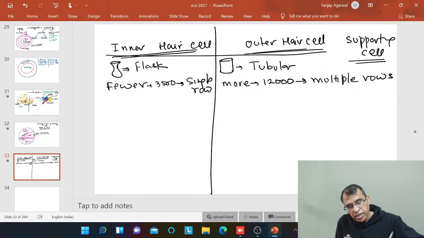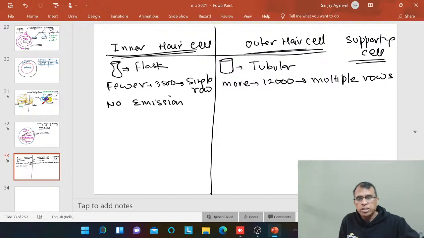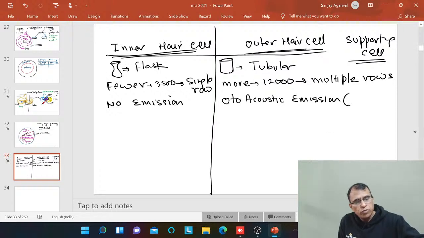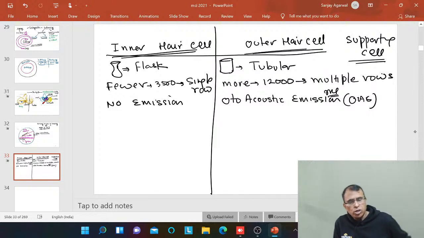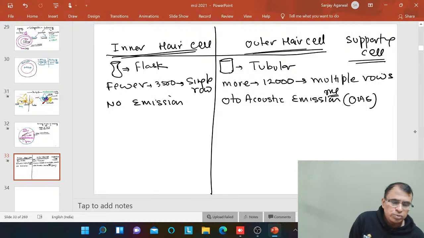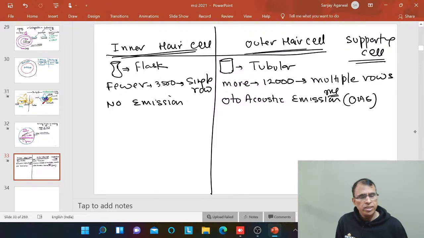Inner hair cell produces no emission. No emission is produced by inner hair cells. Outer hair cell produces emission called otoacoustic emission, and this is a very popular MCQ. In short, we call it OAE, and they ask you very commonly, who produces the otoacoustic emission? Remember, it is produced by the outer hair cells of the cochlea. Okay, it's a very simple thing.